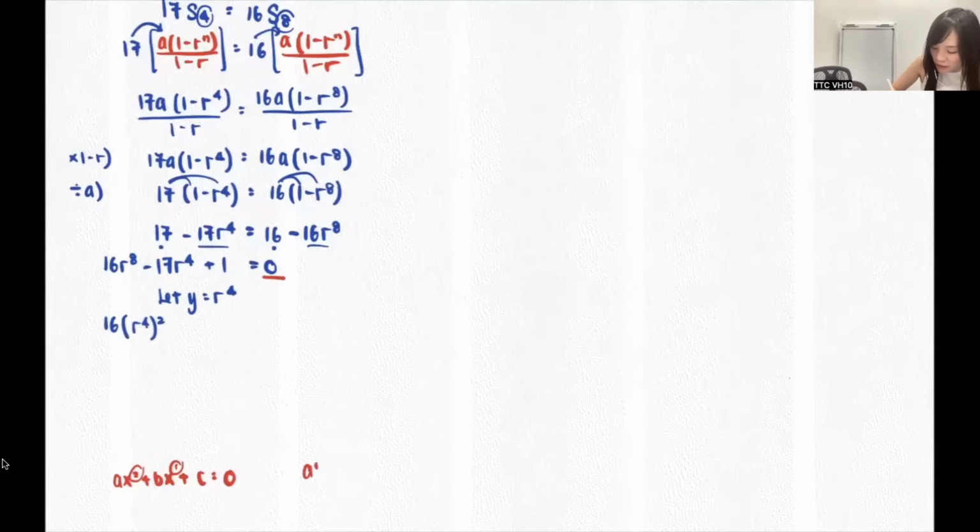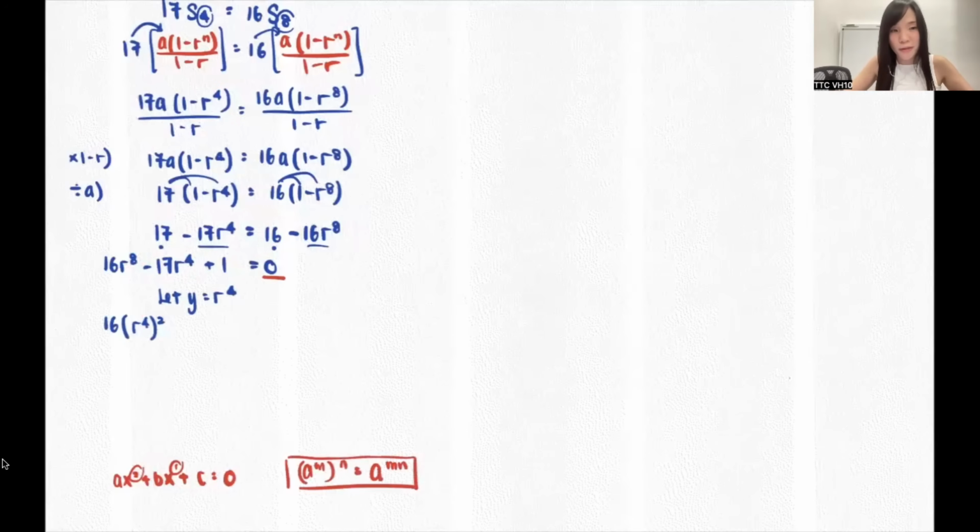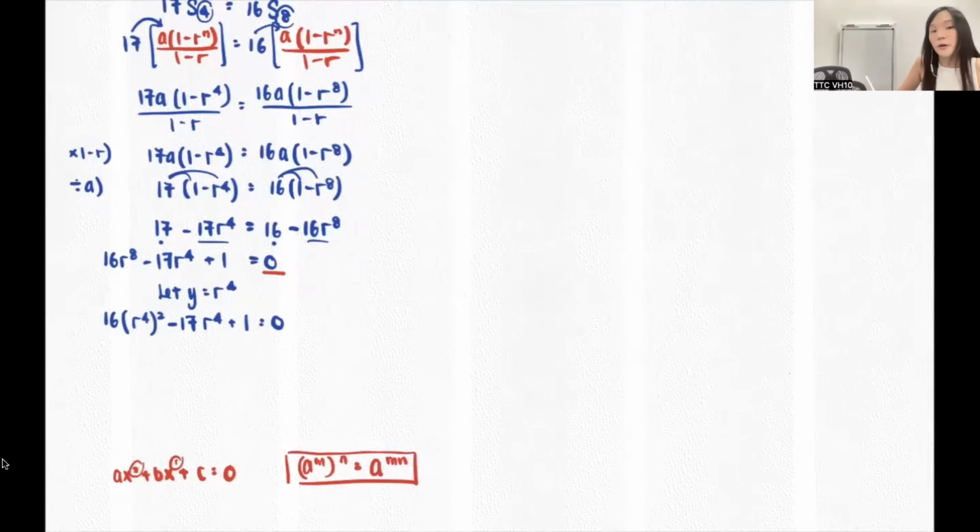Because do you remember you learned this under the indices formula? A power m, bracket, power n is A power mn. So that means when I open these brackets, will it come back to 8? Yes, it will. So I can do that as well. Correct? And then minus 17 R power 4 plus 1 equals 0. Can you see it?